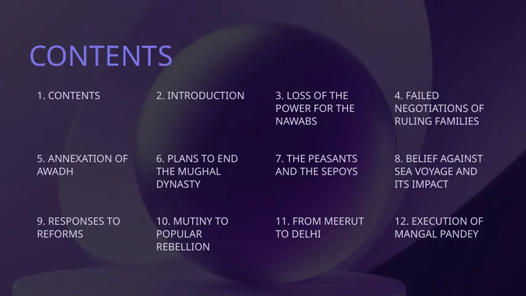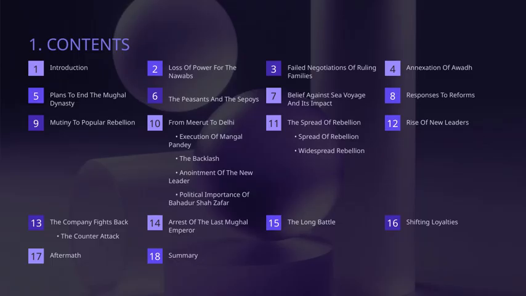Throughout this overview, the key themes are power shifts, resistance, and the complex reactions to reform and rule. These points connect to our overall theme of understanding how these pivotal moments led to the Indian Rebellion of 1857. Let's now look at slide 3, which covers the contents of this presentation.